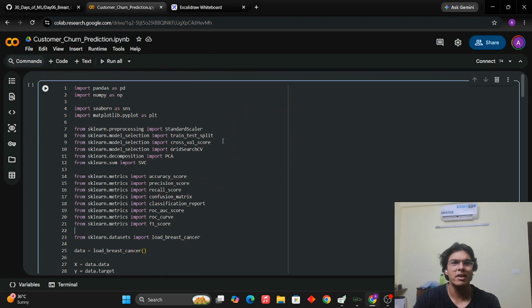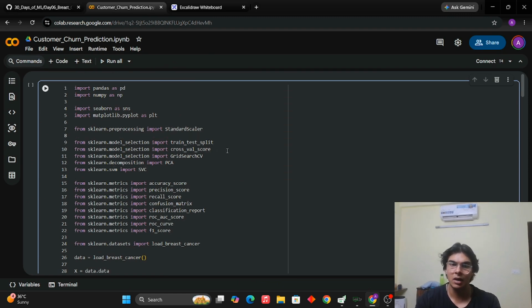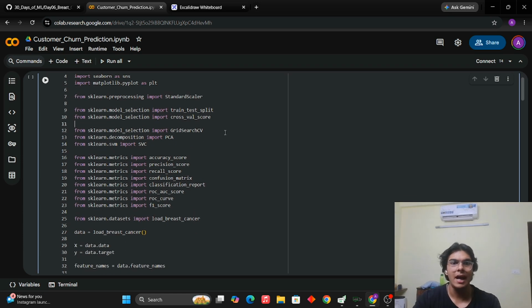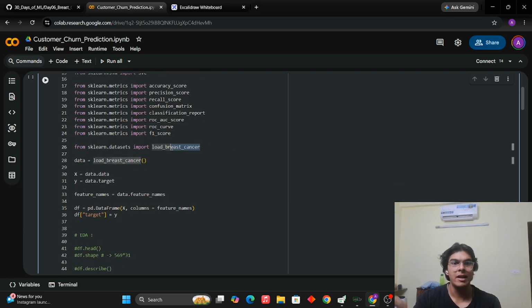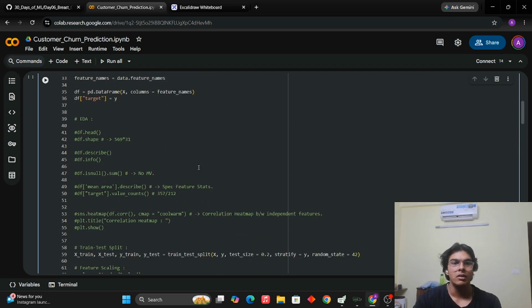First of all, these are the standard imports that we have done. Standard scaler, because this is a distance-based model, I'll just explain that in a minute. Cross validation score. I'll explain all of them separately, but currently let's just move forward. These are all the metrics that we'll be using to judge the model. And since this is an inbuilt data set, this is how we import such data sets. Okay. This is the EDA.